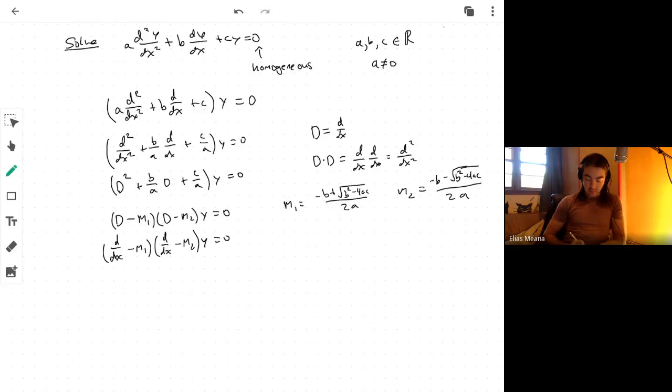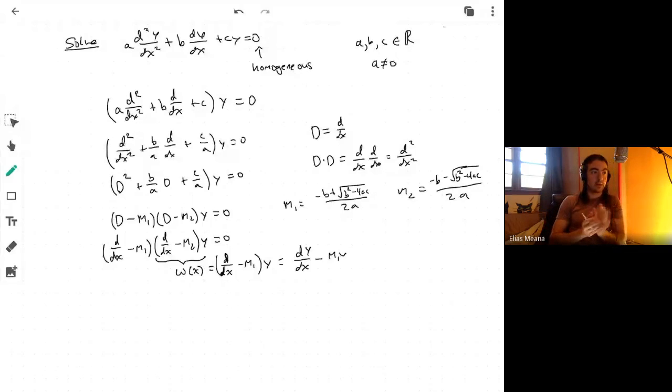And we're going to say, let this whole thing here, that whole right set of brackets and y together, be some new function omega. If you want, you can call this omega of x to remind you that it's a function of x. I'm not going to write the x down each time because it's too much of a pain. We're going to call the entire equation, you can even think of it as expanded, d by dx minus m1 of y, which you can write as dy dx minus m1y. It's a naming convention. This is totally allowed.